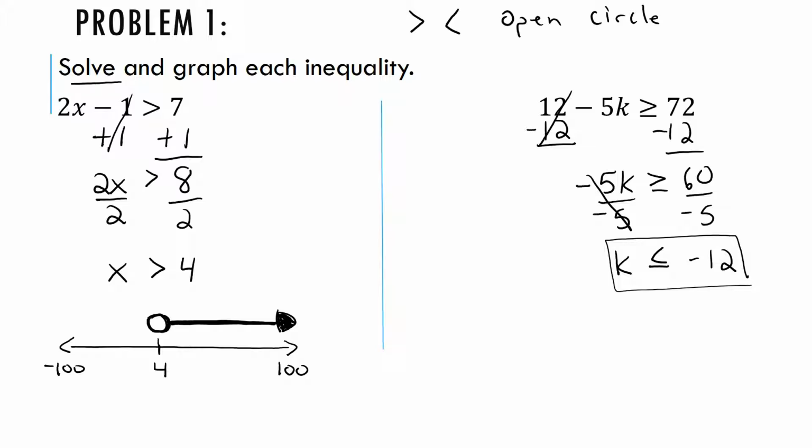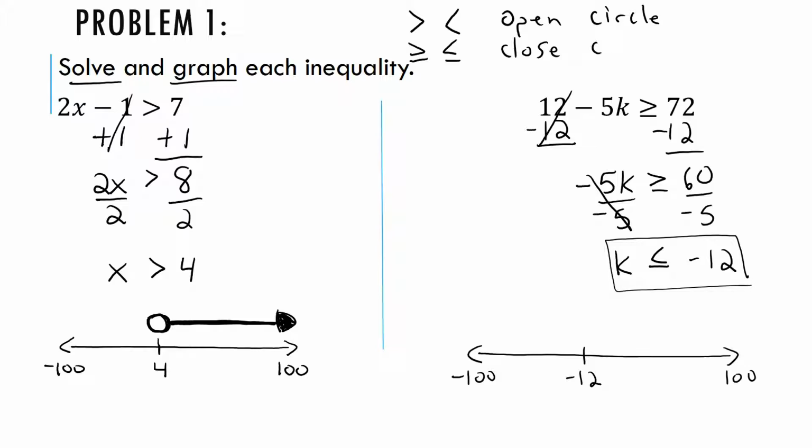But the direction said solve and graph. So I want to graph this one just like I did on the problem on the left. So I'm going to draw a line. I'm going to put a negative 12 in the middle. And I'm going to put negative 100 to the left and positive 100 to the right. This says k is less than or equal to negative 12. If you have a less than or equal to, or a greater than or equal to, we are going to use a closed circle for our graph. The closed circle means equal to. It's included.